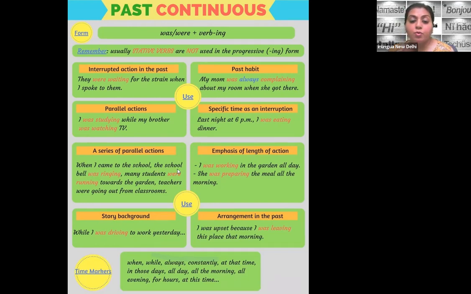When I came to the school, the bell was ringing. Many students were running towards the garden. Teachers were going out from the classrooms. So there are three actions together in this sentence.